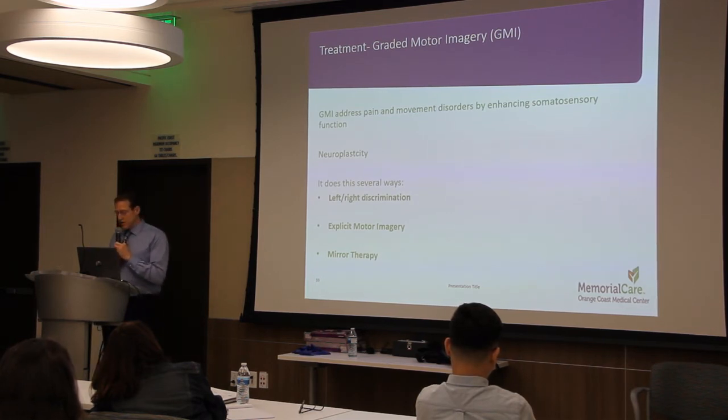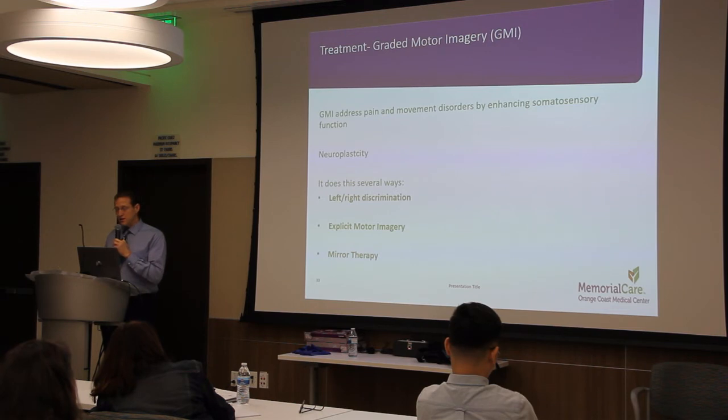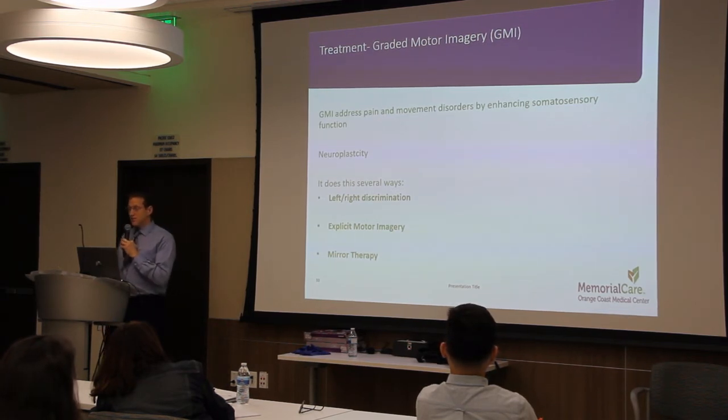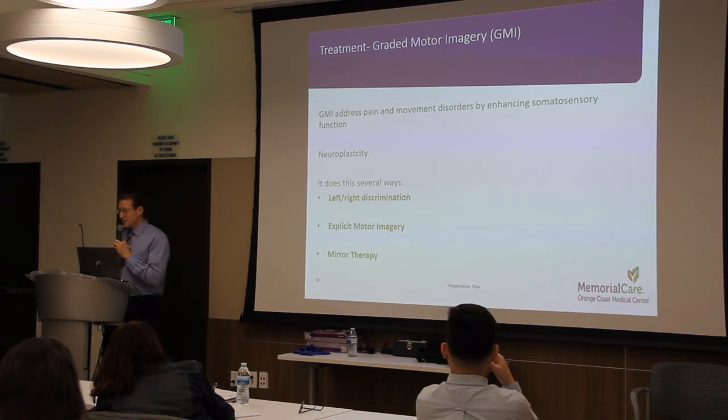Graded motor imagery is another intervention for pain and movement disorders. Graded motor imagery enhances the somatosensory functioning in the brain, which can help decrease pain and improve mobility. Neuroplasticity is the mechanism by which this occurs. It does this 3 ways. It challenges left-right discrimination and uses motor imagery and mirror therapy to enhance neuroplasticity.